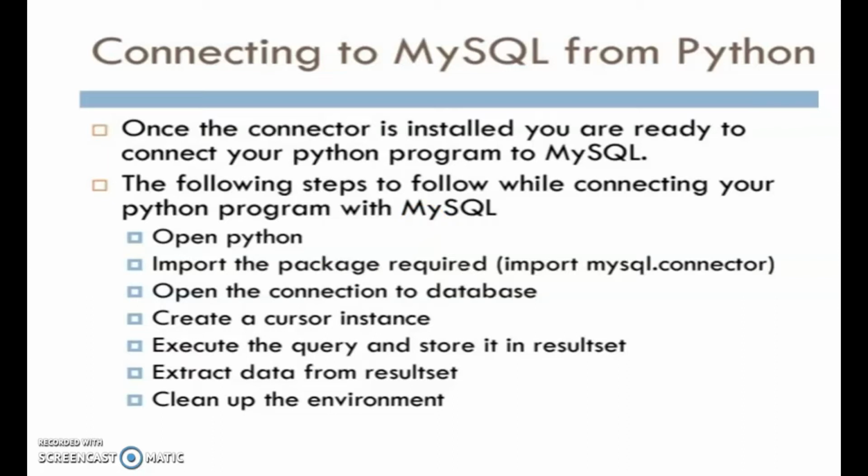These are the different steps to follow while connecting your Python program with MySQL. First one, open Python. Second, import the package required, which you can do by using import mysql.connector. Third, open the connection to the database. Step number 4, create a cursor instance. Step number 5, execute the query and store it in the result set. The next one, extract data from the result set. Then the last one, clean up the environment.